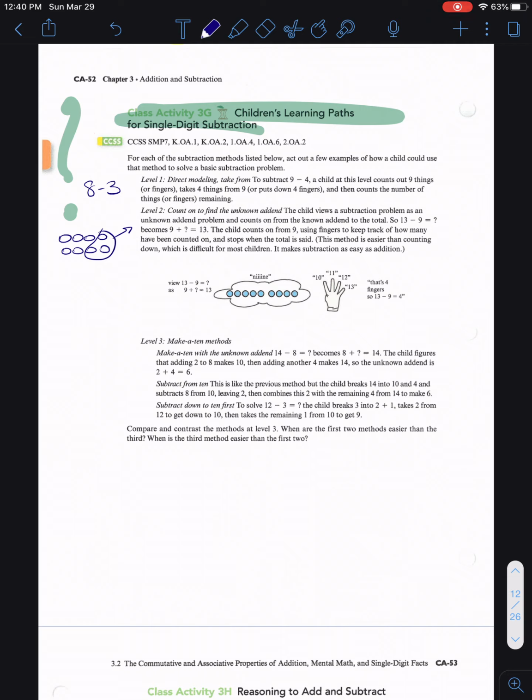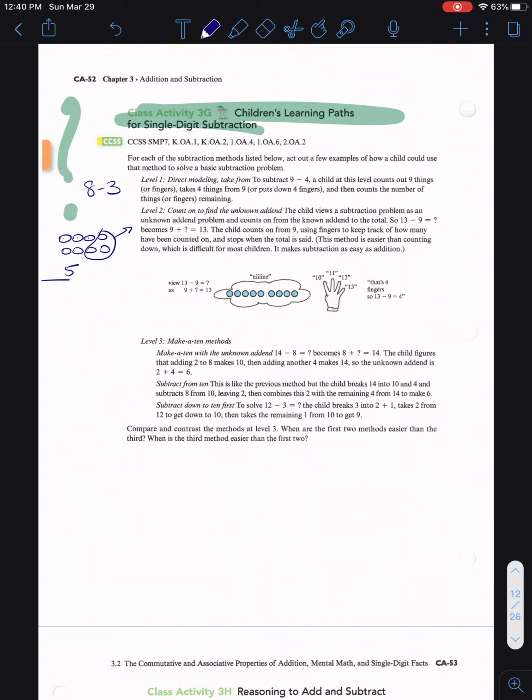remove them, and count the remaining: 1, 2, 3, 4, 5. So they would say 5 is remaining. They can do this with objects, they can do it with fingers, but really what's happening is they count out the sum, the first number, they take away one of the addends, so they take away the 3, and they count what's left. So they're counting 3 times in this situation.